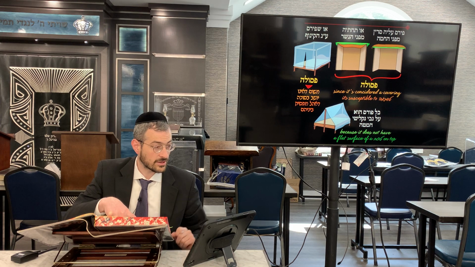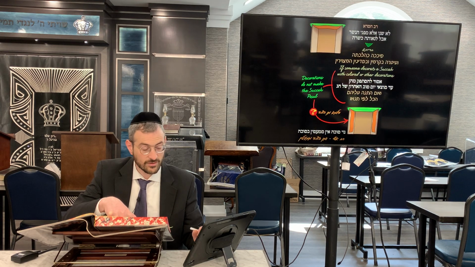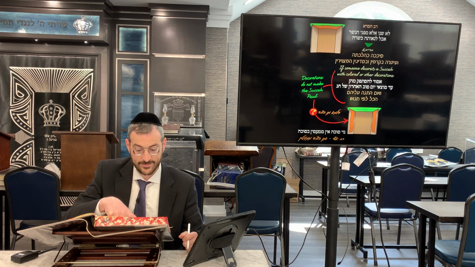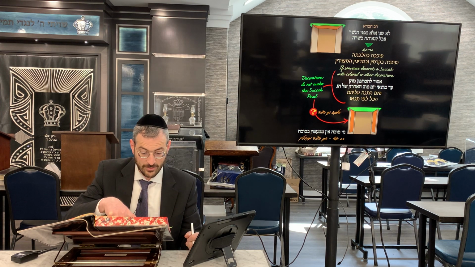Oh, because kinuf is a dofen. Here it's not a dofen. Here it's just a decoration for the schach. Yeah, that's a good question. Says, well, let me say, the Gemara says, let's support this from the following brisa.